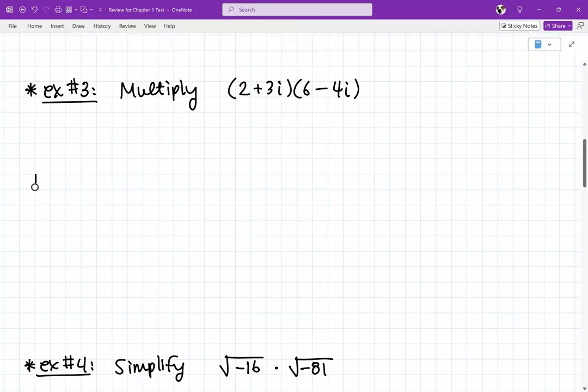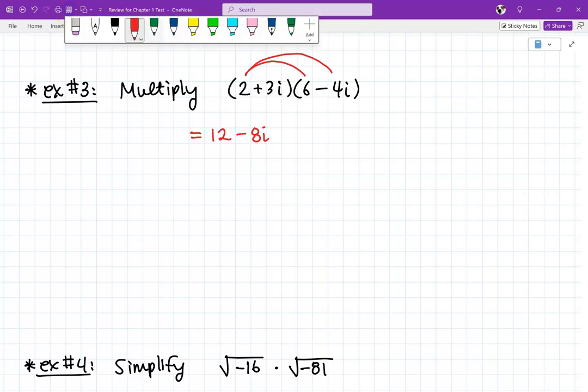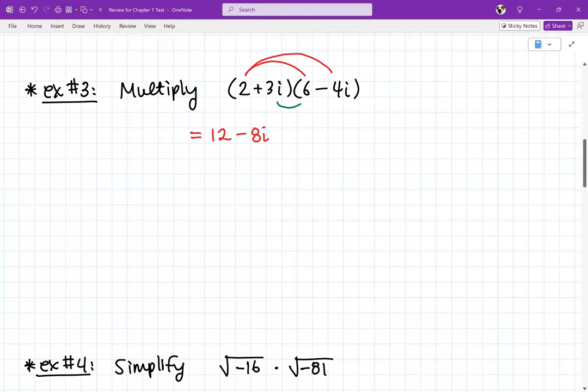So I'm going to distribute 2 times 6, that's 12. 2 times negative 4i, that's negative 8i. And then 3i times 6, that's positive 18i. And 3i times negative 4i, that's negative 12i squared. Now, you notice the i squared popped up, okay?